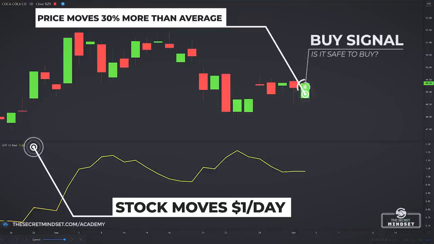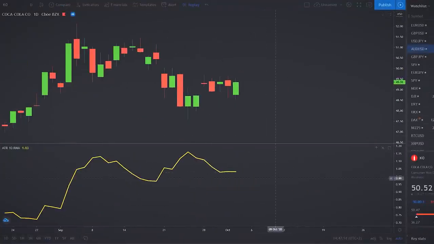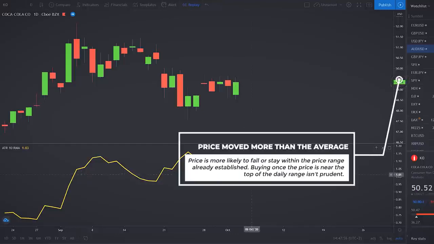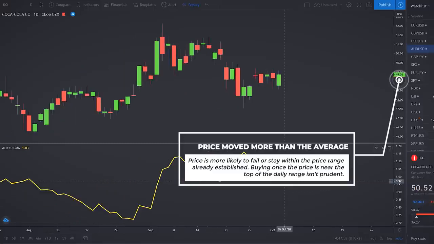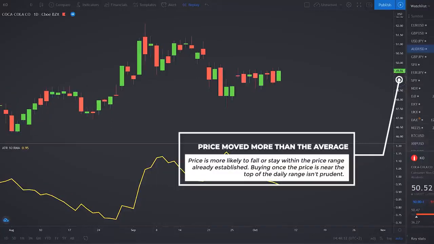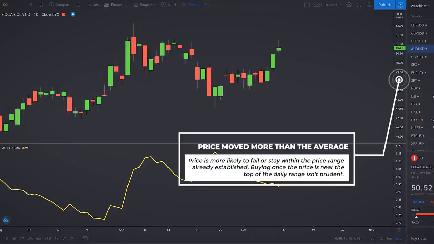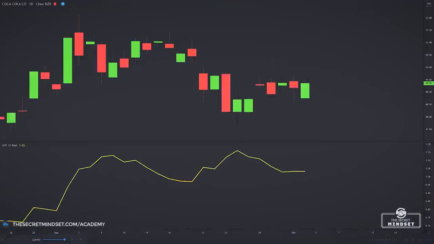And now you're getting a buy signal from a strategy. The buy signal may be valid, but since the price has already moved significantly more than the average, betting that the price will continue to go up and expand the range even further may not be a prudent decision. The trade goes against the odds. Since the price is already up substantially and has moved more than the average, the price is more likely to fall and stay within the price range already established. While buying once the price is near the top of the daily range isn't prudent, shorting is probably a good option, assuming a valid sell signal occurs.